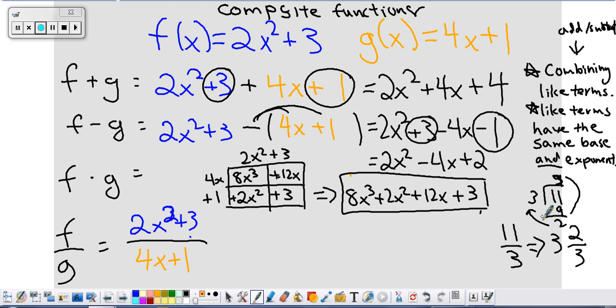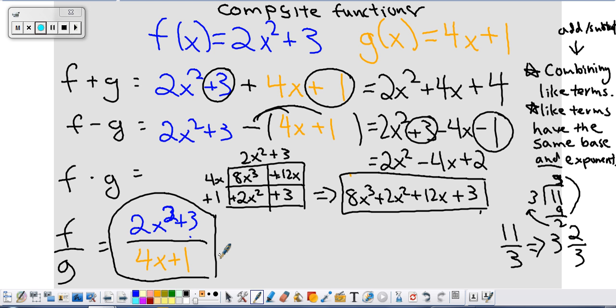This I could divide out, but there's no point because if I were to try to divide it out, I am going to end up with the variable, the polynomial version of an improper fraction. So this really is the simplest form, unless there is something that you can factor out of 2x squared plus 3 that divides into 4x plus 1. But there isn't, so we're not going to.